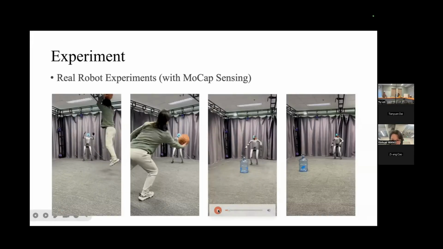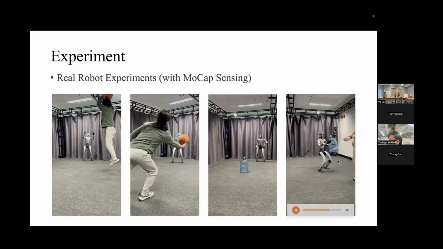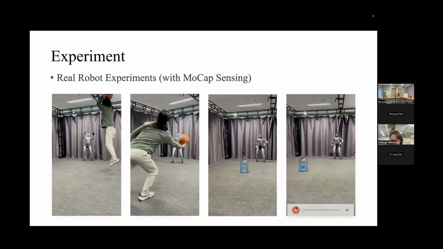Here is the cargo pickup example. If the human takes away the cargo, the robot will react in real time to pick it up again, which is also very interesting. And we can even change the object significantly in real time, and the robot is robust enough to handle this situation.